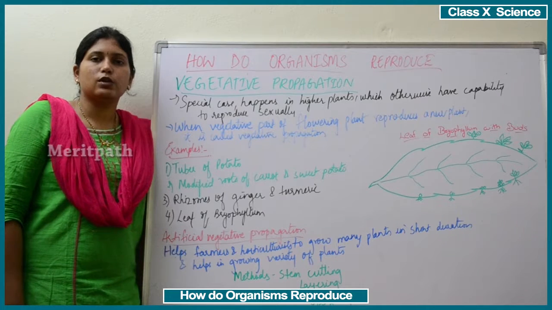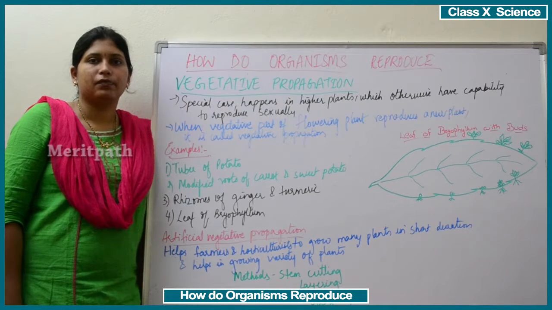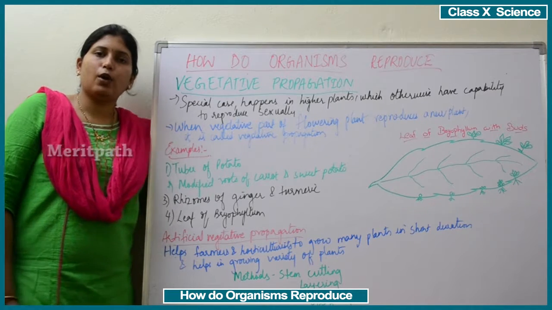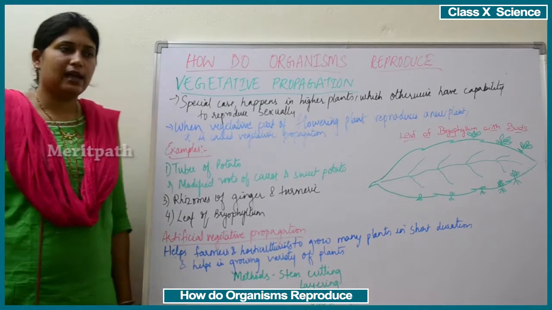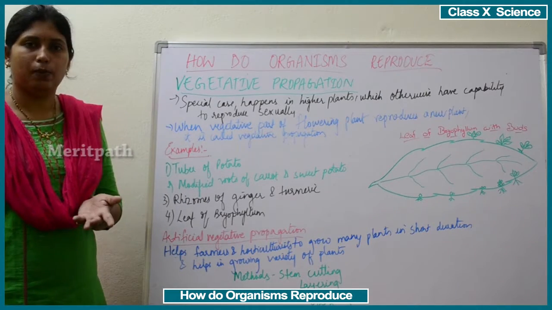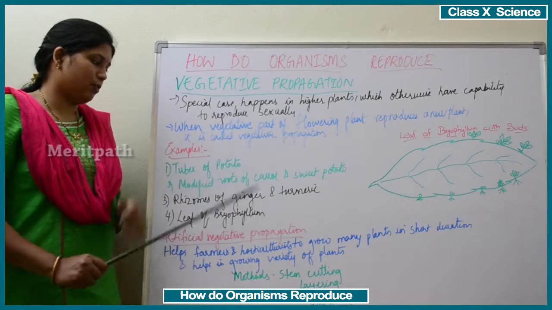The potato grows as a modified stem under the ground, that is inside the soil, and potato has eye-like structures on it, green colored structures. So these eye-like structures develop into a new plant. That is about the tuber of potato.